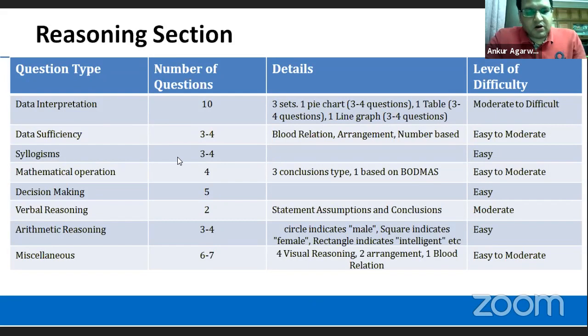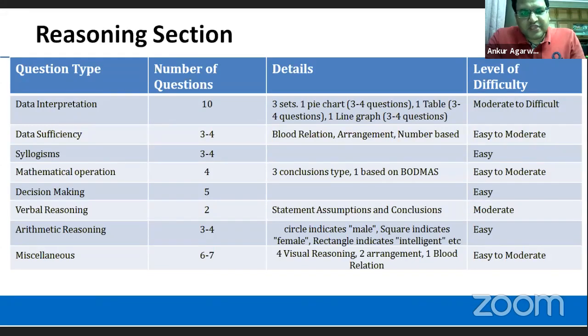Okay. There were around 4 odd questions on data sufficiency, similar to what it was yesterday. And these questions were on topics related to blood relation arrangement and number systems. So they were again on the easy side. Syllogism, something Manal ma'am already talked about, around 4 odd questions which were on the easy side. There were around 4 odd questions on mathematical operations, again very similar to yesterday.